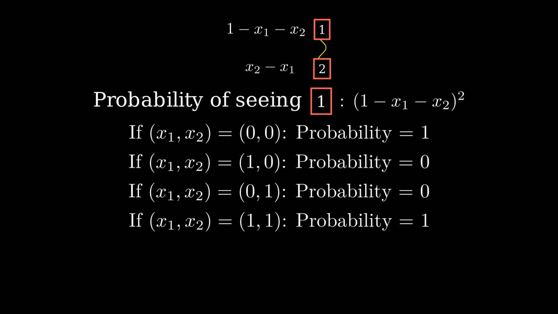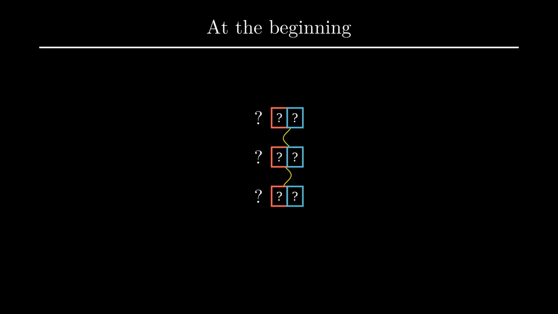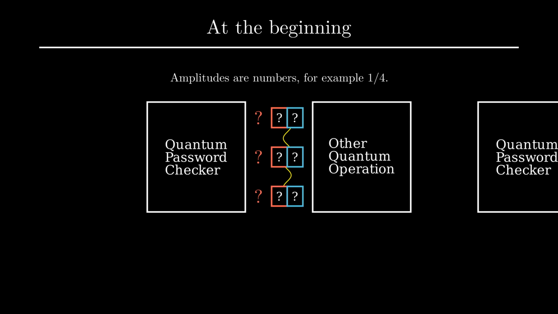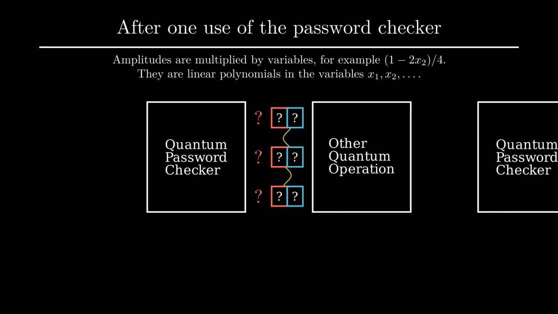At the same time, we have made a connection between quantum algorithms and a certain type of polynomials where there's more than one variable, called multivariate polynomials. Let's use the same logic for any quantum algorithm. We start with some superposition. All its amplitudes are just plain numbers. When we pass it through the password checker, the amplitudes now get multiplied by something of the form 1 minus 2xi. So the amplitudes are now degree 1 polynomials.